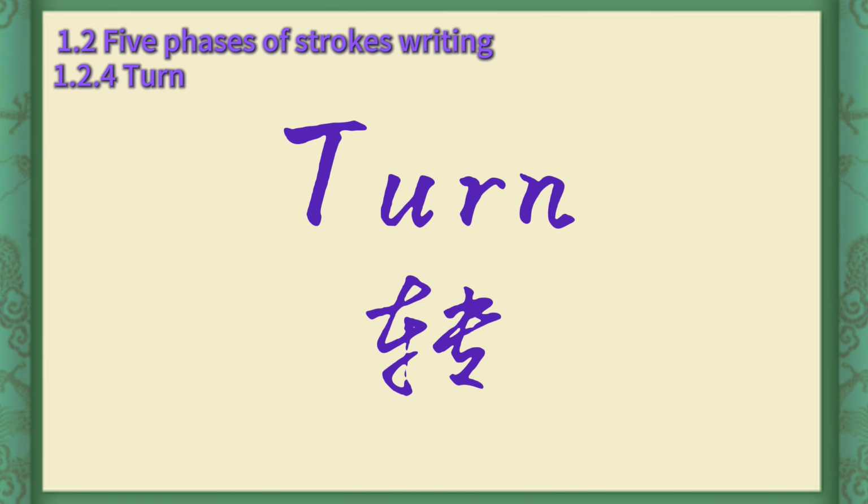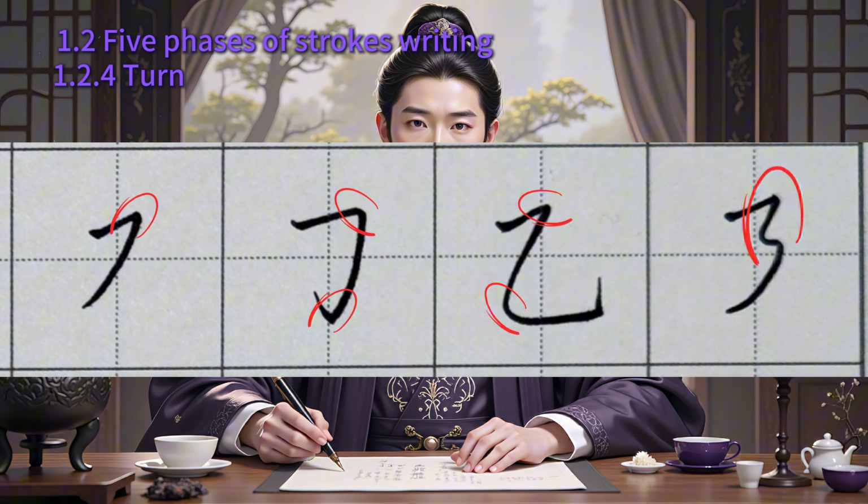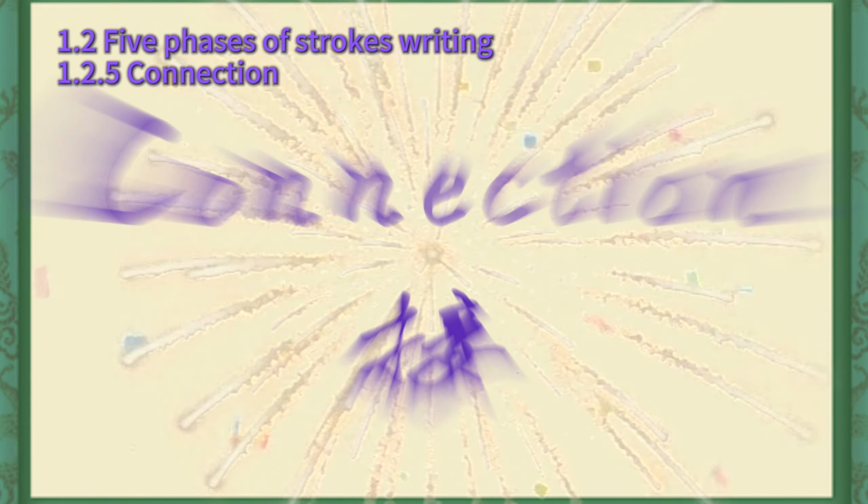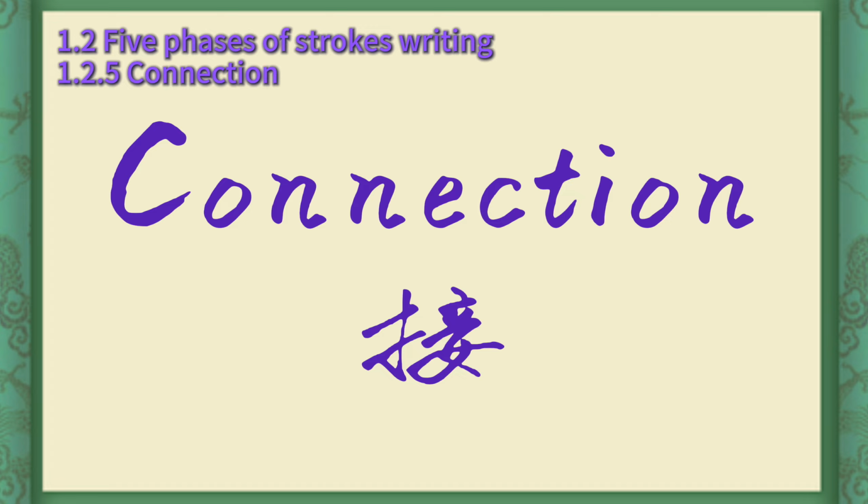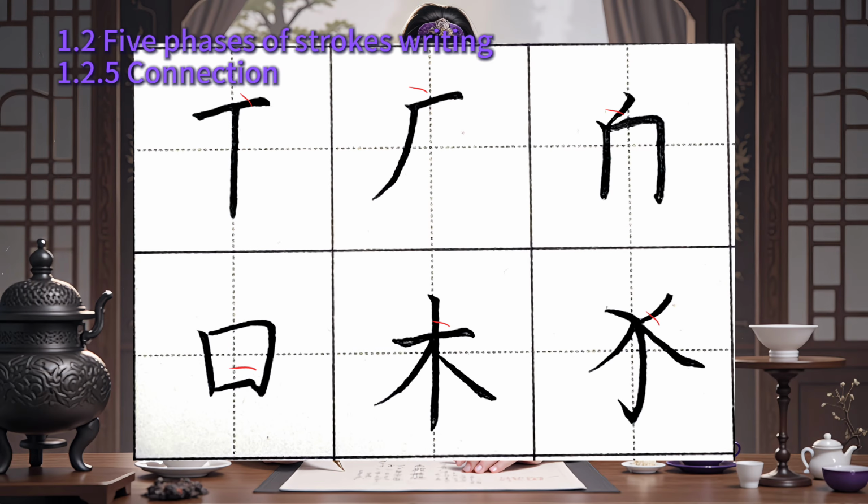Fourth, turn, called 转 in Chinese, means when your pen is going on the paper, it may need a turn and keep going, like these examples. Fifth, connection, called 接 in Chinese, is how 2 or more strokes connect with each other, like these examples.